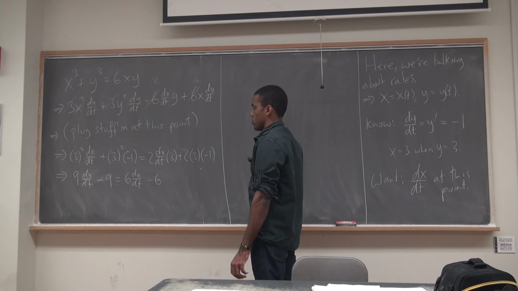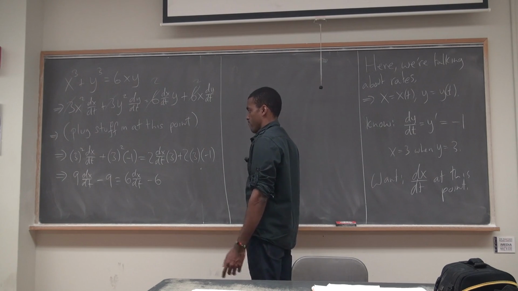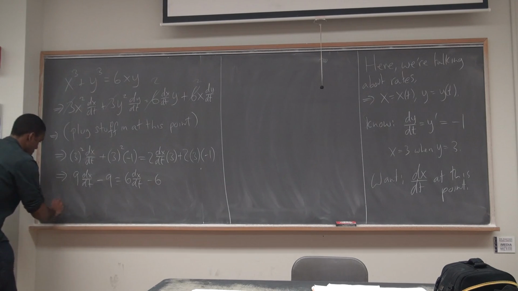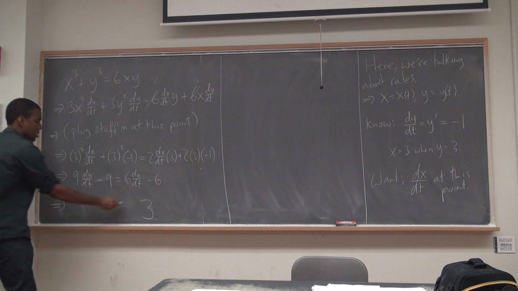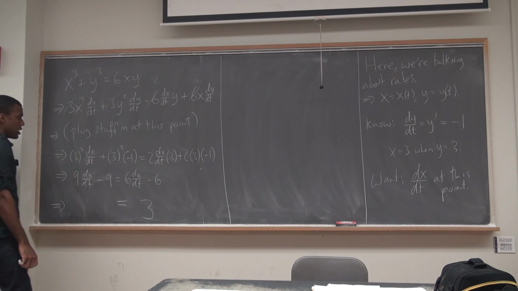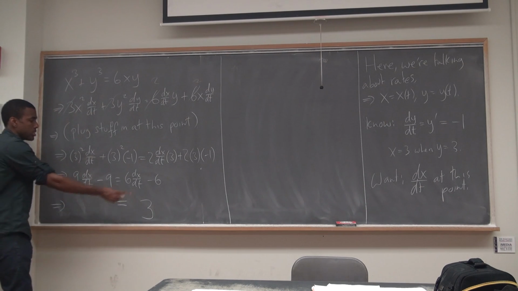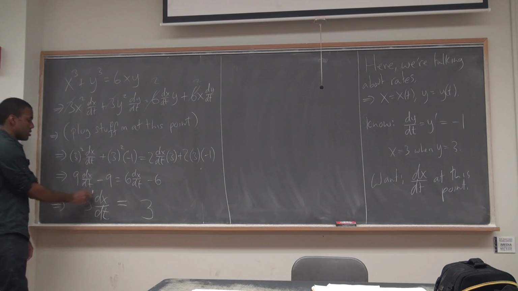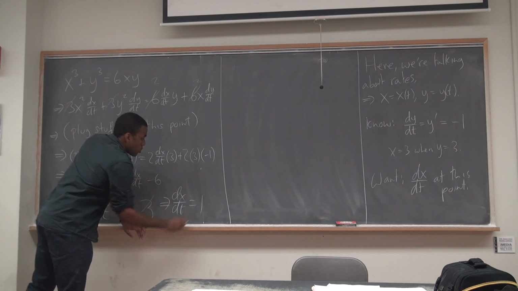Now what? Solve for dx/dt. How? You can add the 9, move the 9 to that side. 9 minus 6 will give me 3. And then move the 6 dx/dt to the other side. I have 9 dx/dt minus 6 dx/dt, it's 3 dx/dt. 9 apples minus 6 apples. And then dx/dt is what? Just divide both sides by 3 at this point. So you get dx/dt is equal to 1.